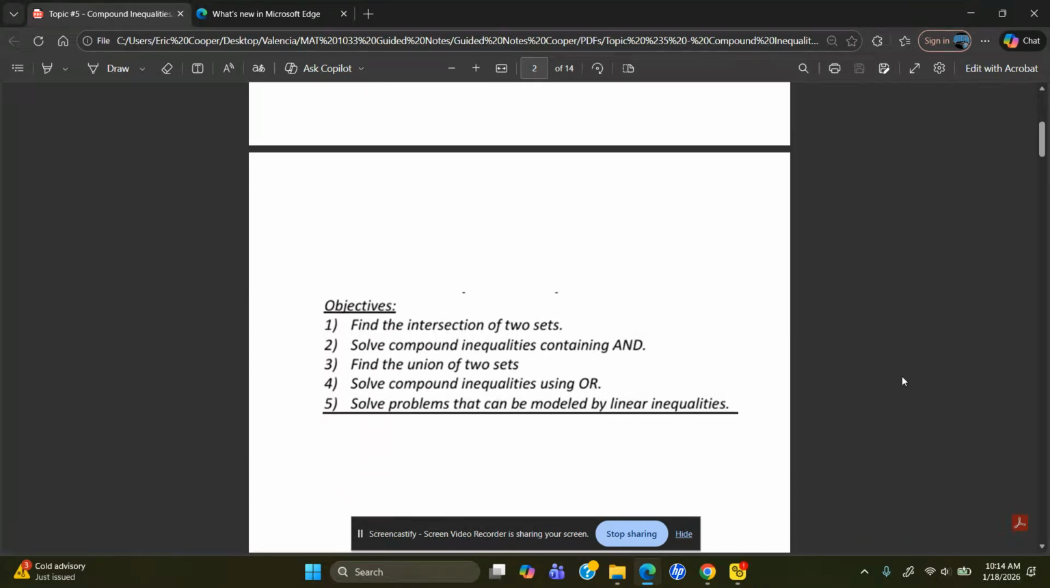Here are the objectives for today's lesson. We're going to teach you how to find the intersection and union of two sets by understanding the difference between the words "and" and "or" when solving compound inequalities. And then we'll model some of them in both regular inequalities and word problems.